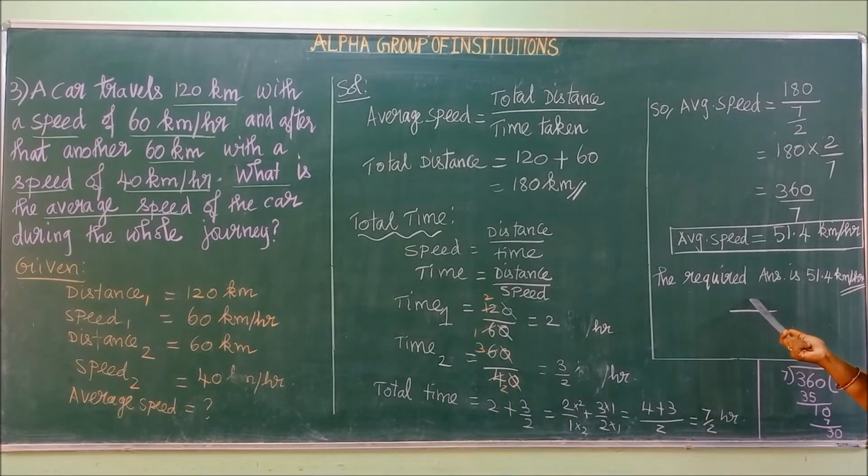See, in the previous sum I said, if you are not able to write a full sentence, you can write required answer is. For that to show you how you can write it, I have written like this. Required answer is 51.4 kilometer per hour. So I have highlighted here. Right? So we will continue with the next sum.